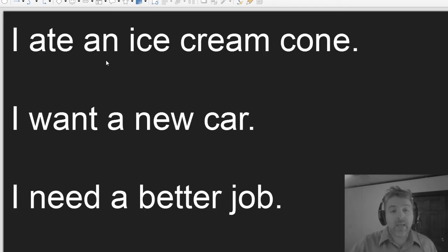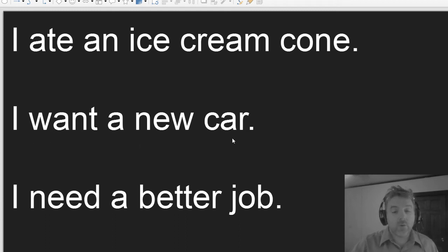I ate an ice cream cone. And now we're back to normal. What kind of ice cream? An. So it's just a vague one. So with this article, we have a vowel sound, and we're using "an" because of the vowel sound. No exception. This time, we're just following the rule.